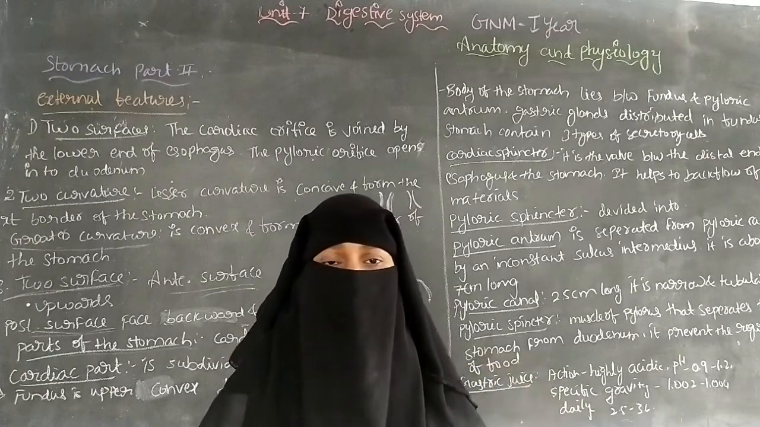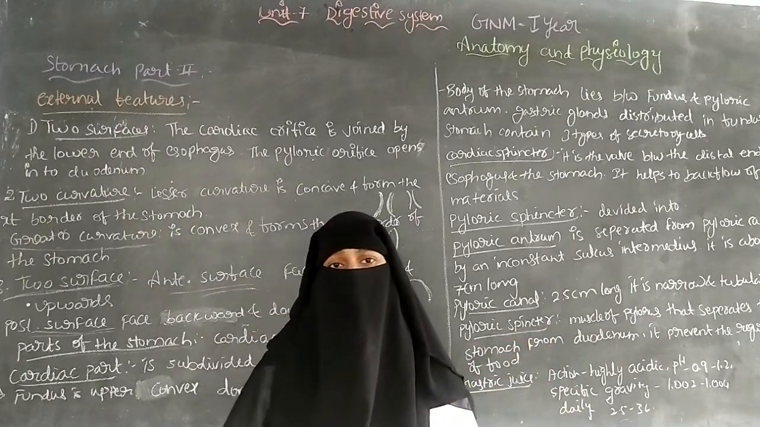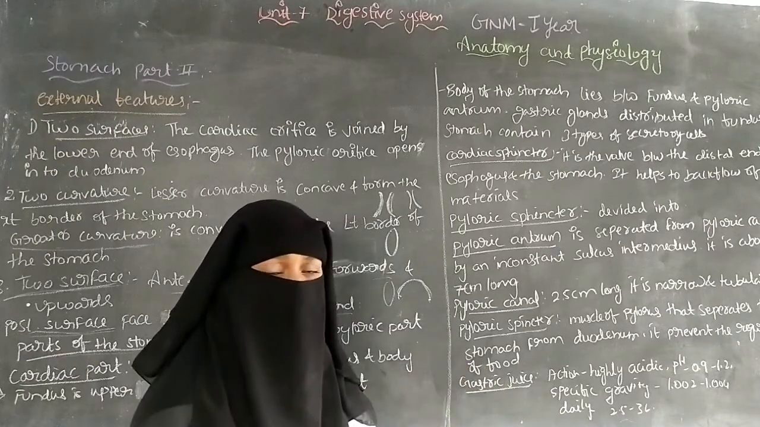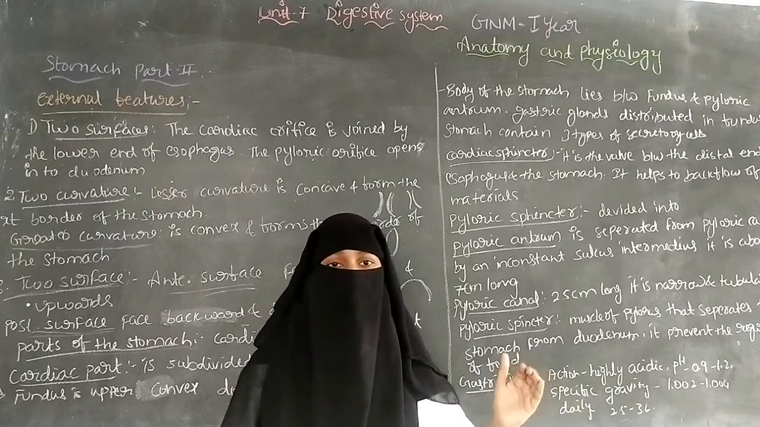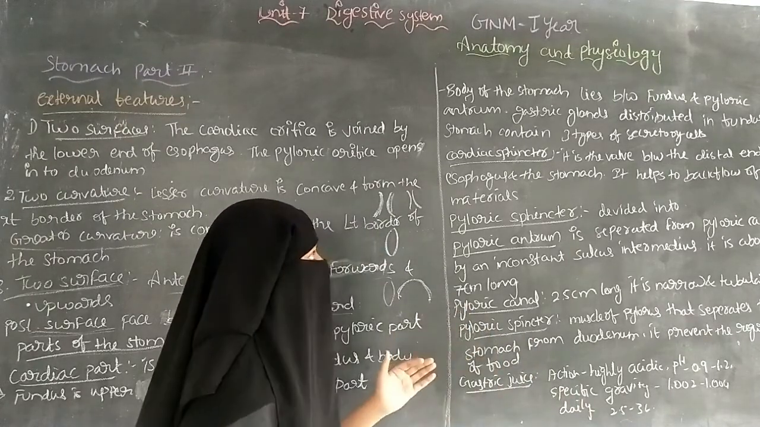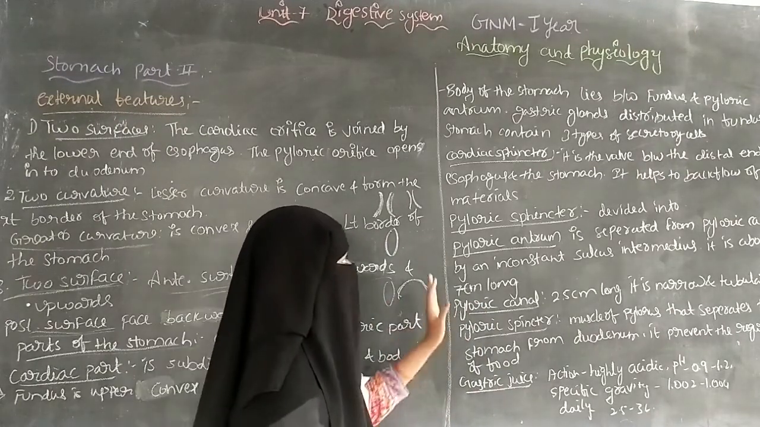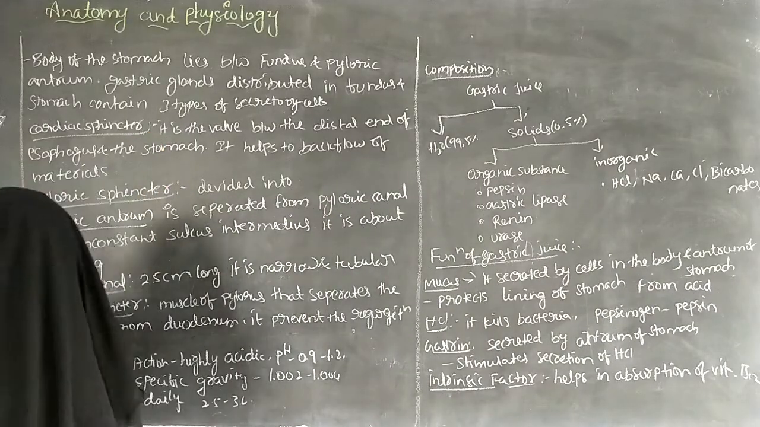These cells help in the secretion of hydrochloric acid in the stomach. So this is about the cardiac part, and the next one is the cardiac sphincter.